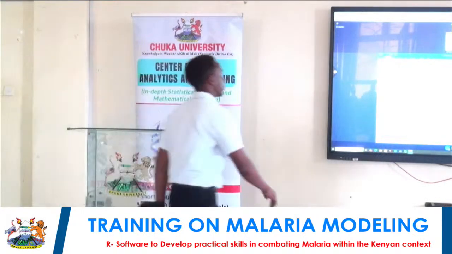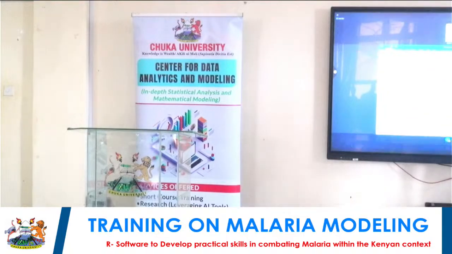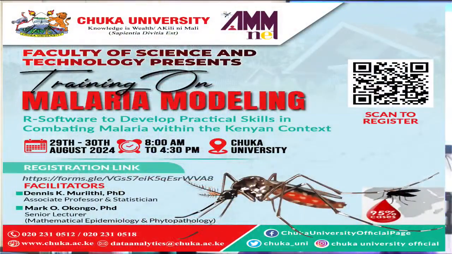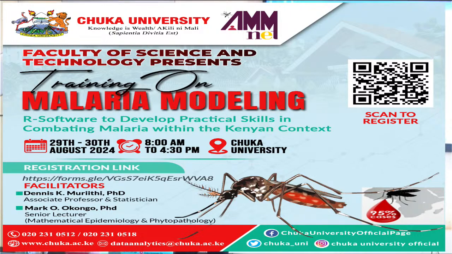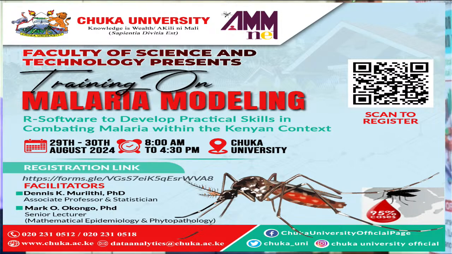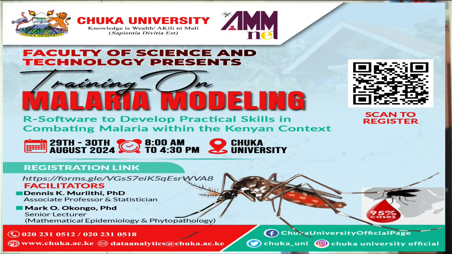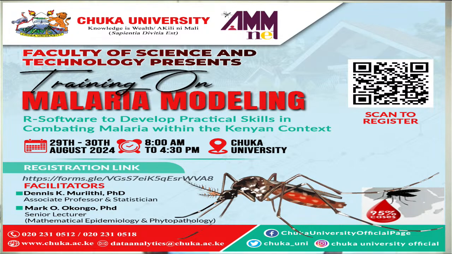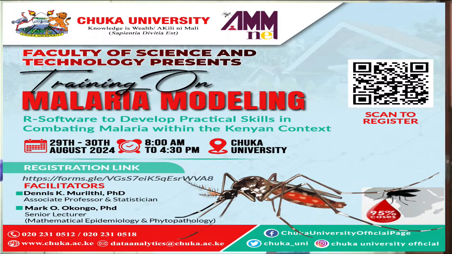Professor Mureithi is an associate professor of applied statistics in my faculty, the Faculty of Science and Technology in the Department of Physical Sciences at Chuka University. He holds a PhD in biostatistics from Moi University and a Master of Science in Applied Statistics from JKUAT. He's a dedicated educator and researcher and an expert recognized in the field of applied statistics and data analytics. Professor Mureithi is dedicated to advancing scientific knowledge, mentoring future scientists, and promoting interdisciplinary research.